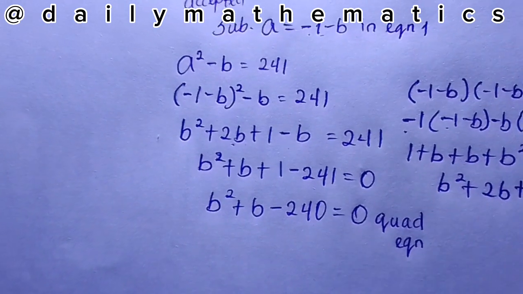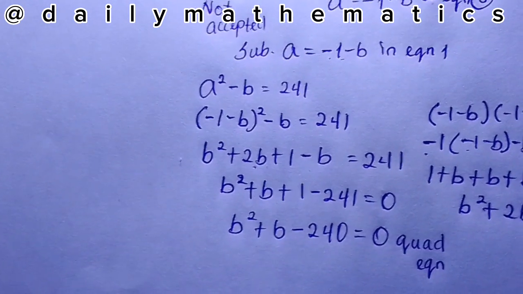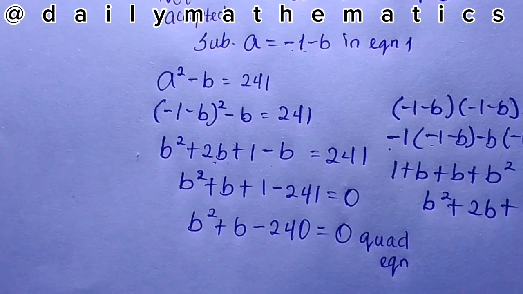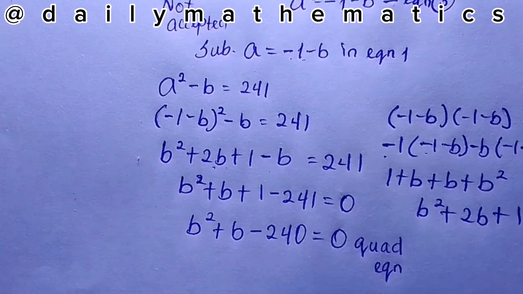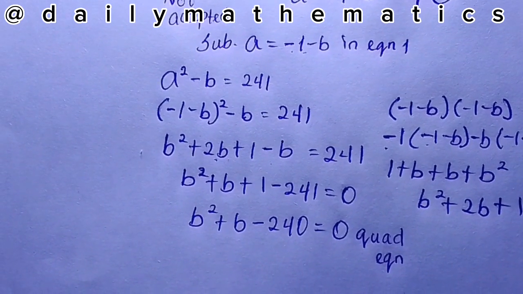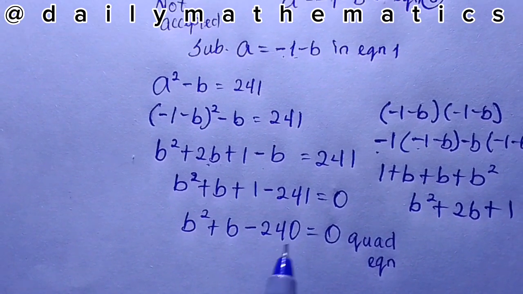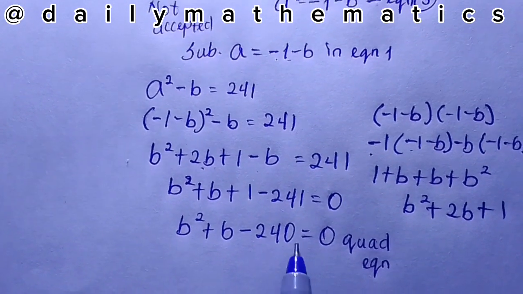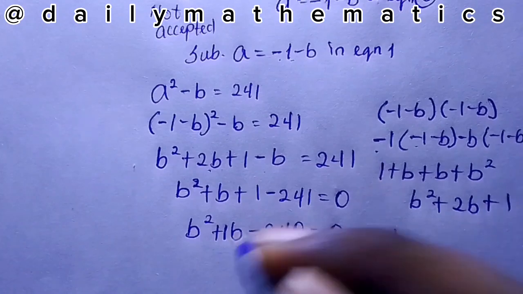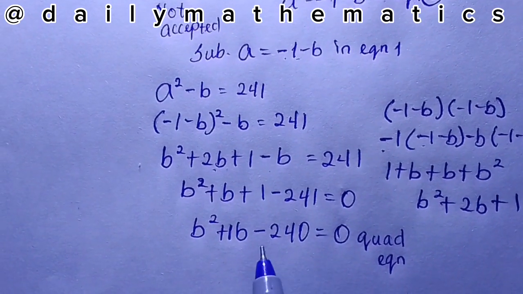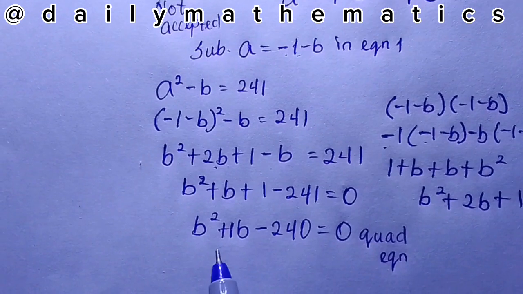From here we have a quadratic equation, b squared plus b minus 240 equals 0. You can use your quadratic formula, but from here we want to find two factors of minus 240 that, when we add them together, will give us 1, because there is a 1 here.